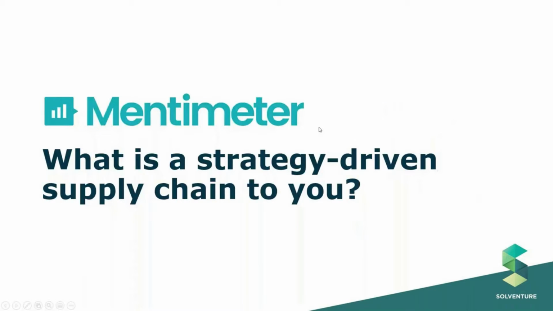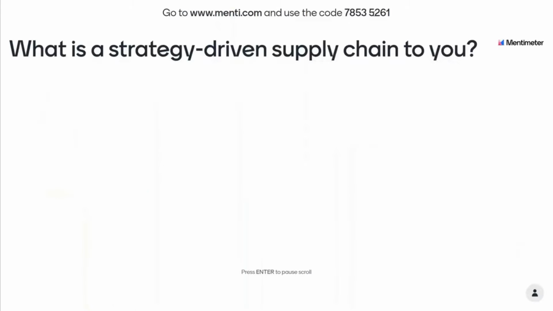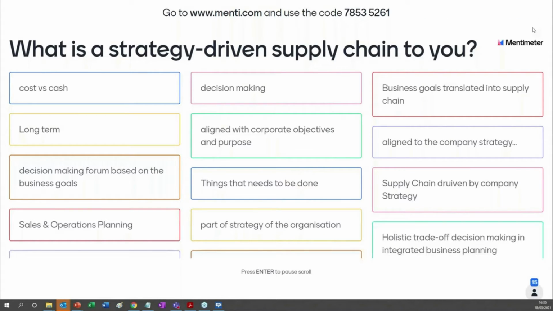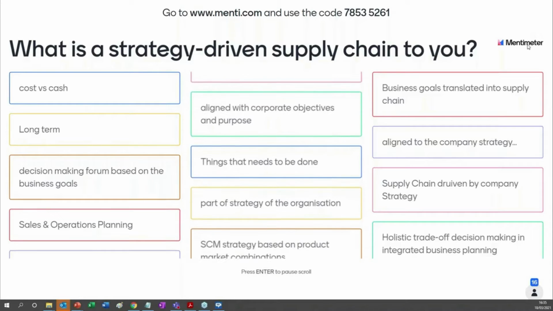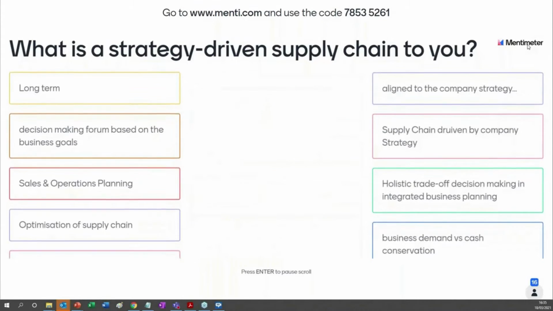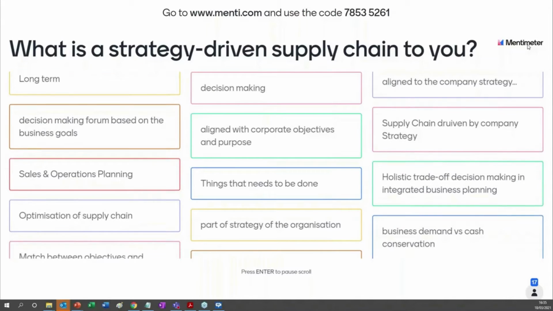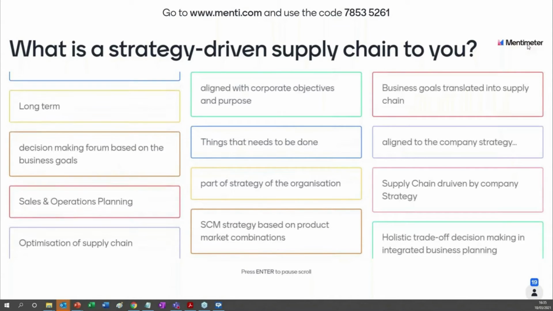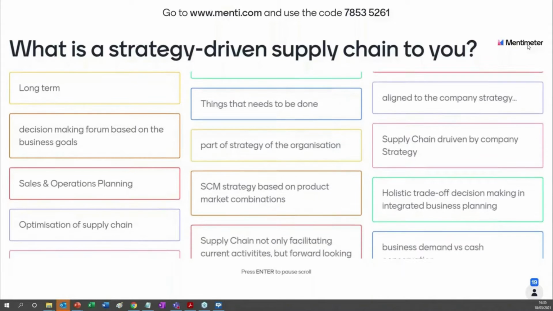But before we get started, I would like to ask a couple of questions to you. My first question to you is, what is a strategy-driven supply chain to you? What does it reflect or trigger on your side? And so I see elements of cost, cash, value. I see elements of the company strategy, business demand versus cash conservation, and that's trade-offs and balancing, and that has a link to strategy.